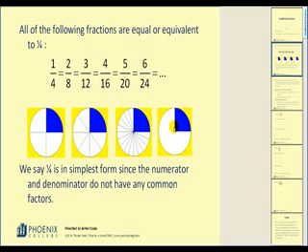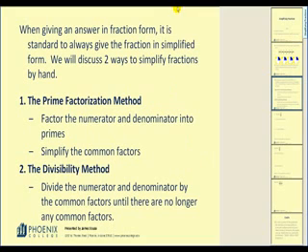We say 1/4 is in simplest form since the numerator and denominator do not have any common factors. When giving an answer in fraction form, it is standard to always give the fraction in simplified form. We will discuss two ways to simplify fractions by hand. Number one, and my preferred method, is the prime factorization method. We factor the numerator and denominator into primes and then simplify out the common factors.